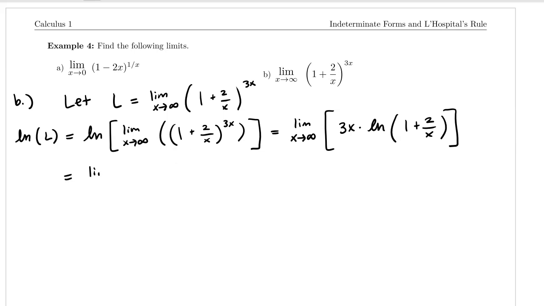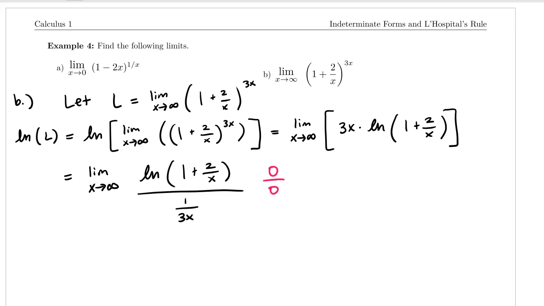So what I'm going to do to help us get there is a previous technique we've used. I'm going to change that 3x and move it to the denominator so that we can get one of our desired indeterminate forms. I'm going to move it to the denominator by dividing by the reciprocal, so I have 1 over 3x. And now if I used direct substitution, we would get the indeterminate form 0 over 0.